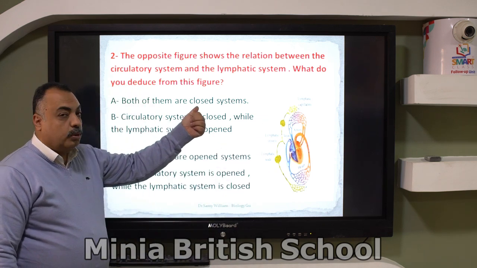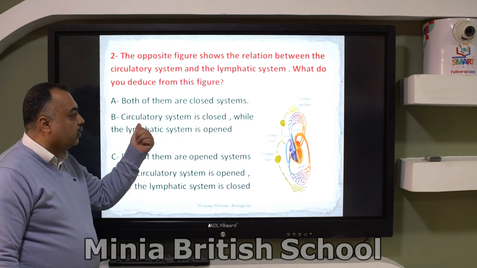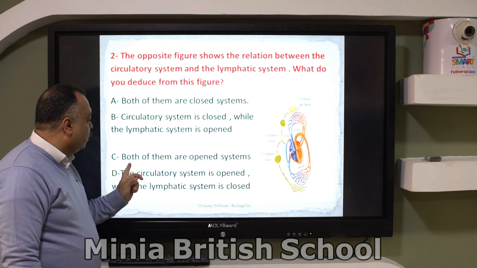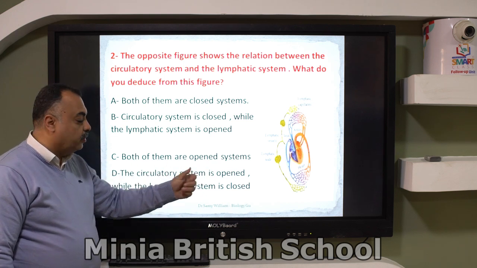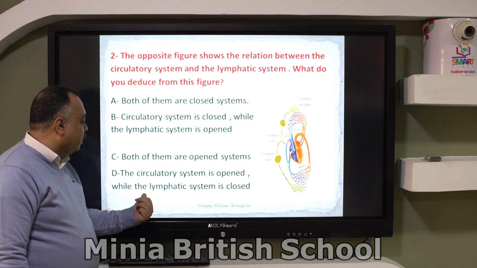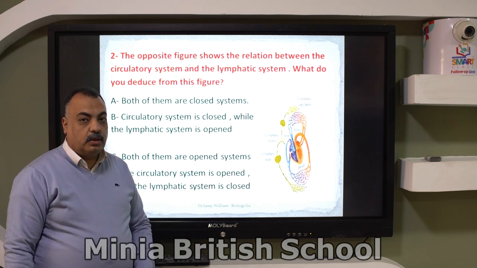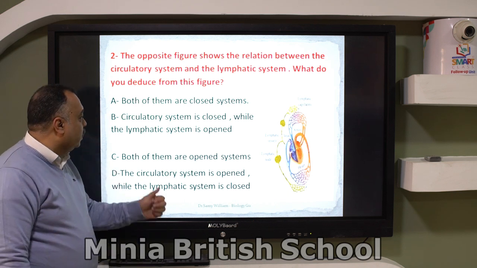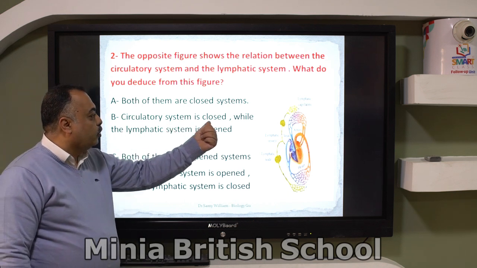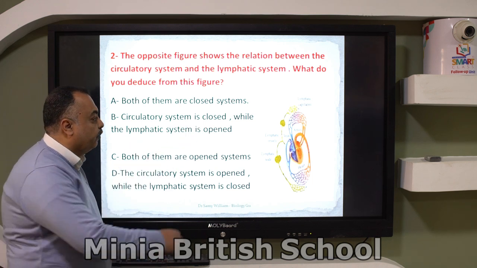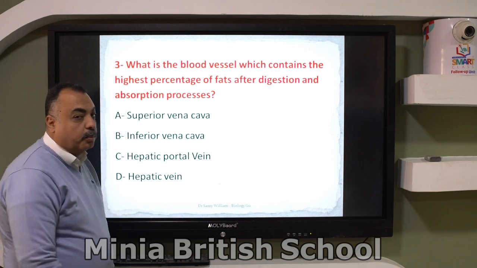Both of them are closed systems. The circulatory system is closed while the lymphatic system is open. Both of them are open systems, or the circulatory system is open while the lymphatic system is closed. Take your time. Yes, of course, the circulatory system is closed while the lymphatic system is open. Very good. Question number 3.